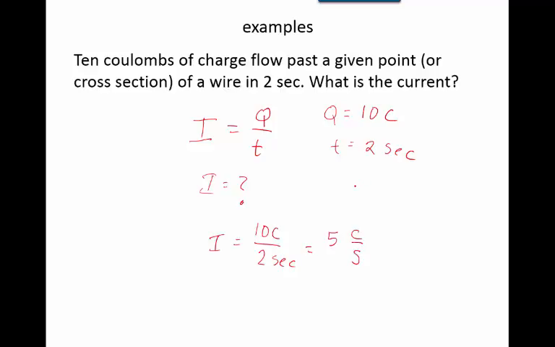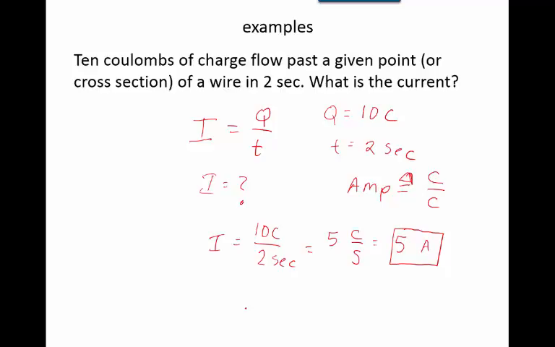What's the definition of an amp? An amp is defined as, and that little symbol means is defined as, an amp is defined as a coulomb per second. So that does equal 5 amps. Circle my box in my answer. Okay? All good?